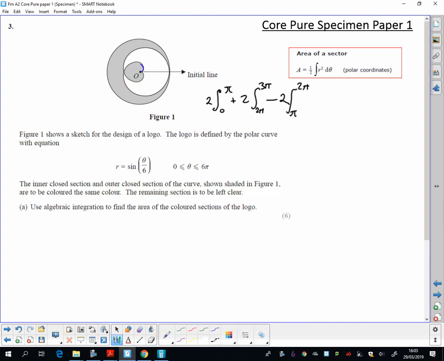Okay, so remembering that's 0 to pi, then I've got pi to 2 pi, and then I've got 2 pi to 3 pi.